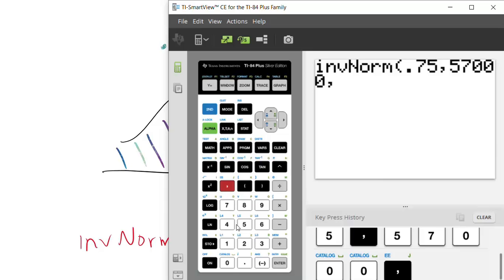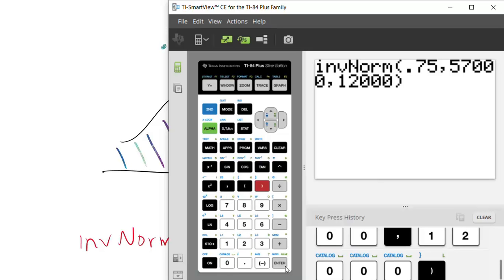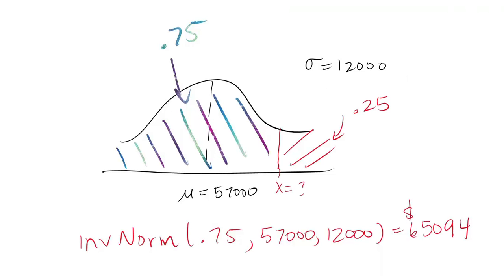The standard deviation was 12,000. Enter. And we get an answer around $65,000. If we wanted to round to the nearest dollar, it would be $65,094. But we're saying about 65,000. Notice that that's bigger than the mean, so that makes the answer reasonable. But if you start at $65,000 or more, you're in the top 25%.